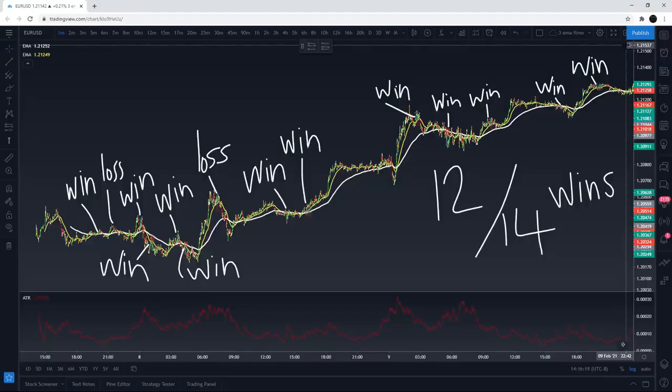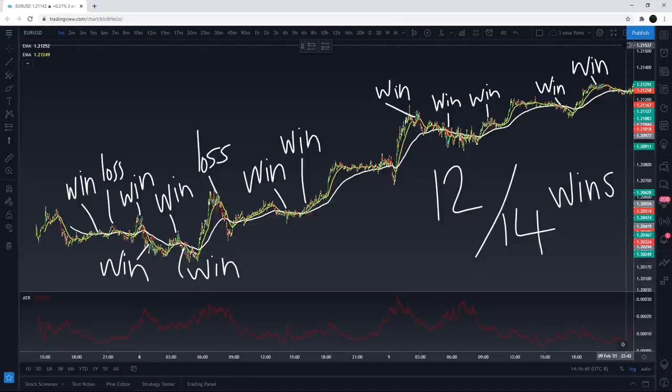Welcome to Trade Pro. I'm going to show you this trading strategy that won 12 out of 14 of the trades you see on the screen right now. I'm going to tell you how to do entry, take profit target, and stop loss, all rigid rules that you can follow yourself. All this strategy uses is a 200 period EMA, 50 EMA, and the ATR. So let's get into it.